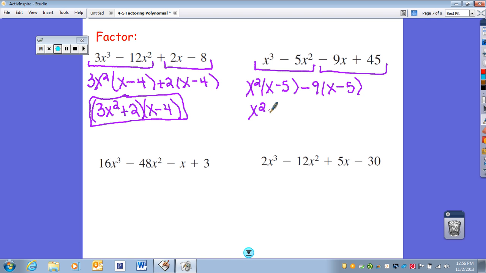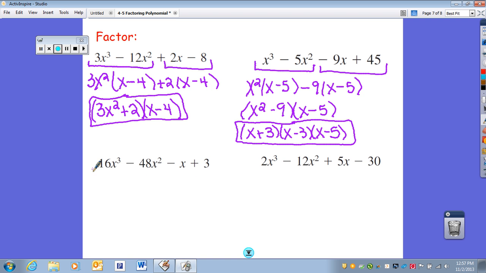So we have x squared minus 9 as our first factor, putting together our common monomial factors, and then we have x minus 5 as our other factor. But we haven't factored completely because this is the difference of squares, so that gives us x plus 3 and x minus 3 and x minus 5. Now this has been factored completely.